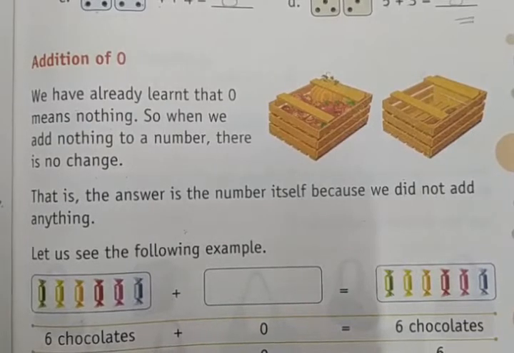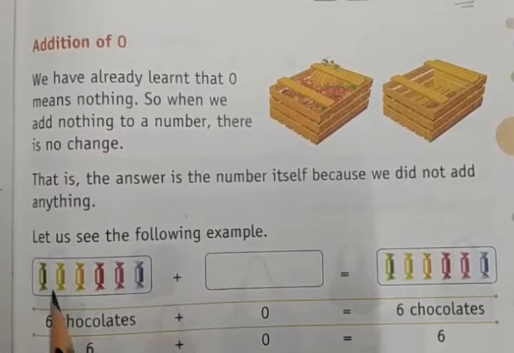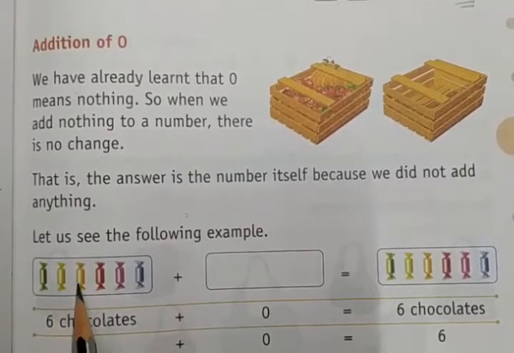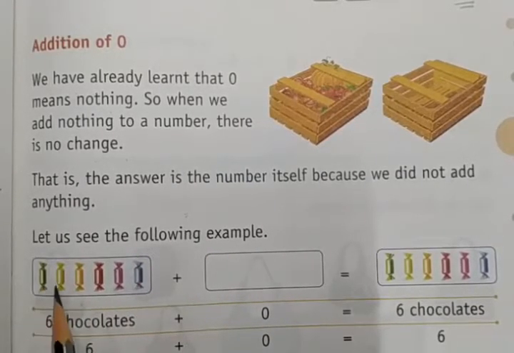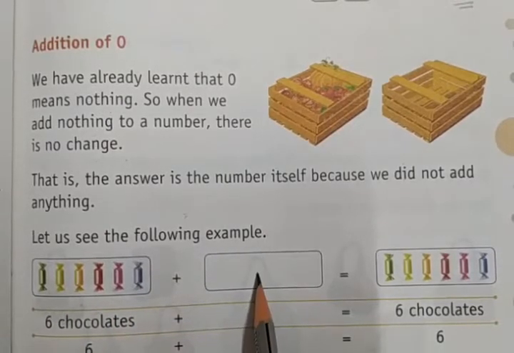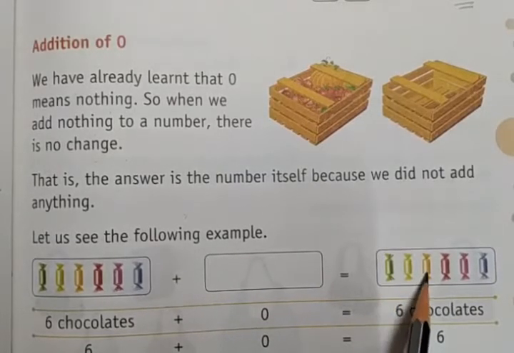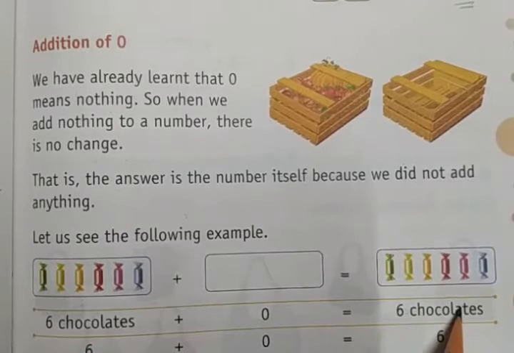Let us see the following examples. Here 1, 2, 3, 4, 5, 6 chocolates. Here 0 chocolates. 0 means nothing. So the number itself, 1, 2, 3, 4, 5, 6. That same 6 number of chocolates. This can be written as 6 plus 0 is equal to 6. Right?